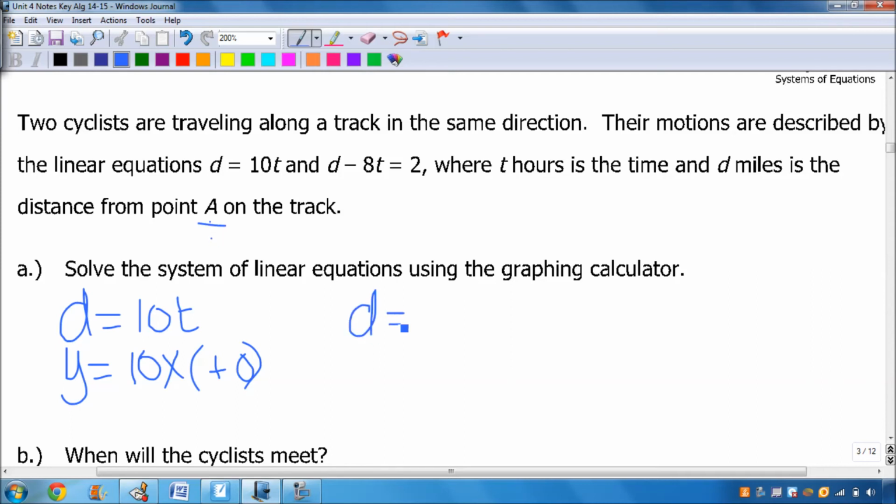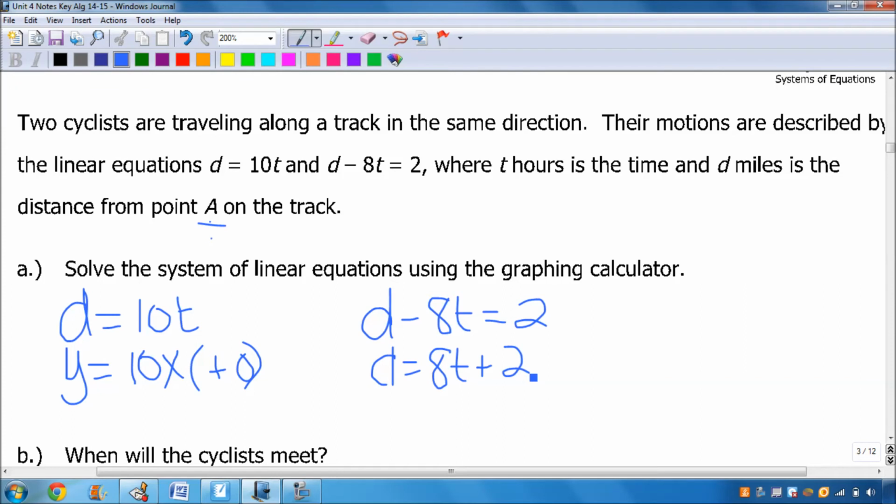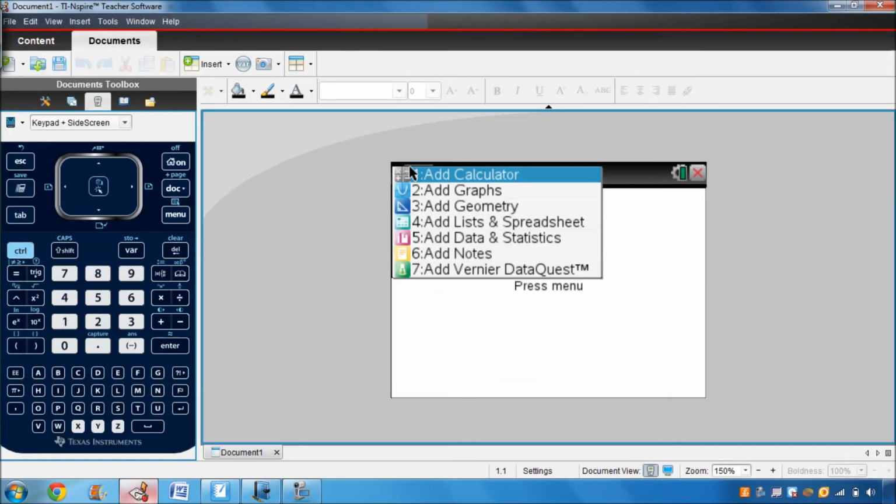Person 2, however, has an equation of d minus 8t equals 2. So I'm going to add 8t to both sides, and that means that their equation is d equals 8t plus 2. So this person is going at a speed of 8 miles per hour, but is 2 miles ahead of point A. So this equation could just be written out as y equals 8x plus 2. Okay, so it's very clear that person 2 started off farther away, but person 1 is going to catch up because they're going faster.